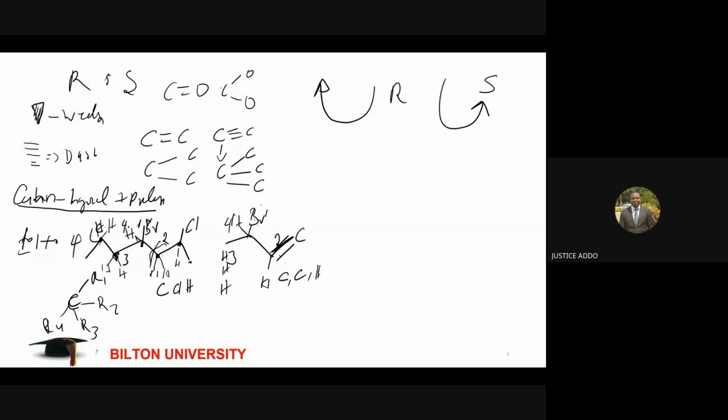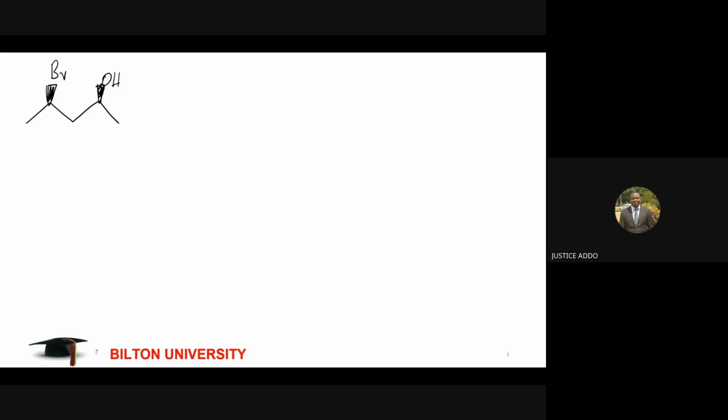So this is our S configuration in a normal scenario. But let's look at this example. Let's call this our A. So our B we can still have on the same side. So our bromine can now be on the wedge, on the dash, and this one can still be OH.